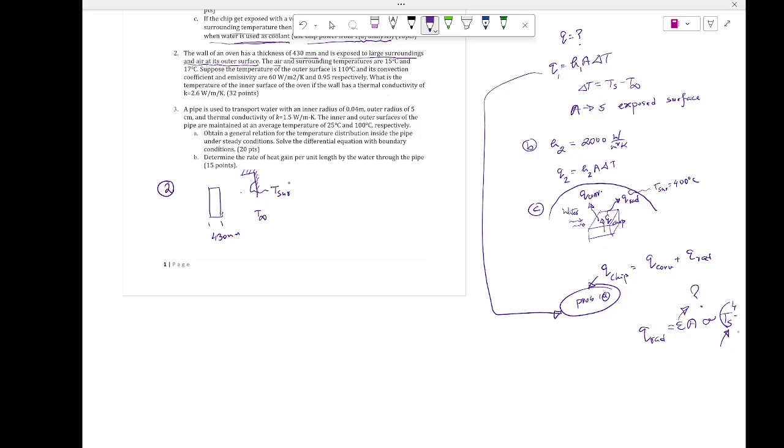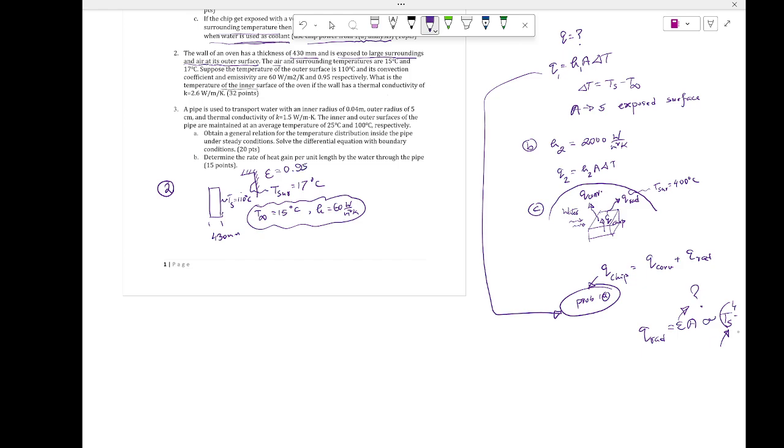So this one is 15, this one is 17, right? And the surface temperature Ts is given as 110 degrees Celsius. The convection coefficient and the other values are given as well. So h is given as 60 watt per meter square Kelvin, and then the epsilon value is given as 0.95.